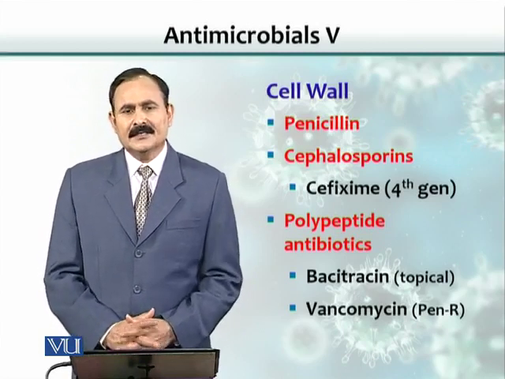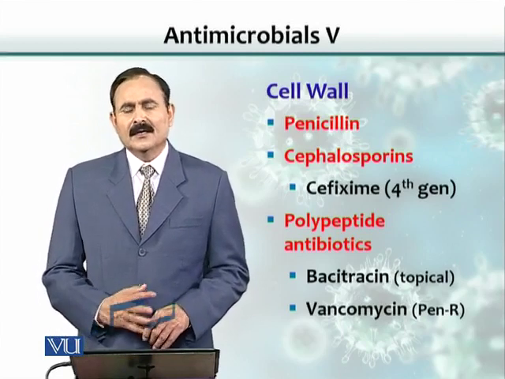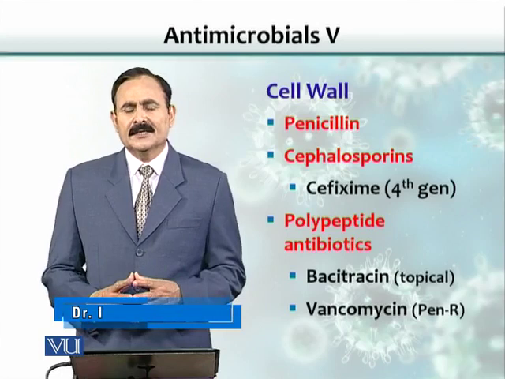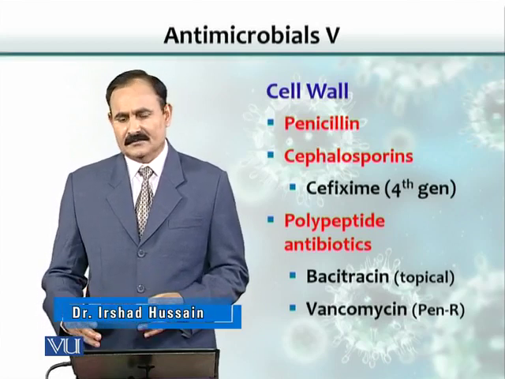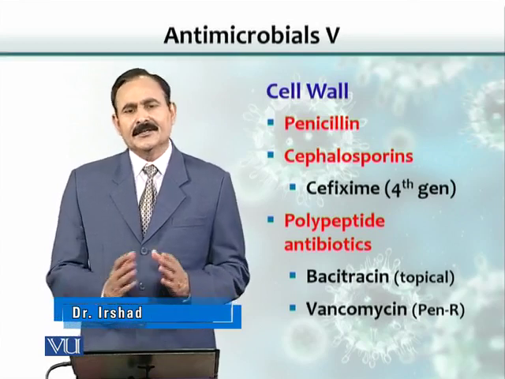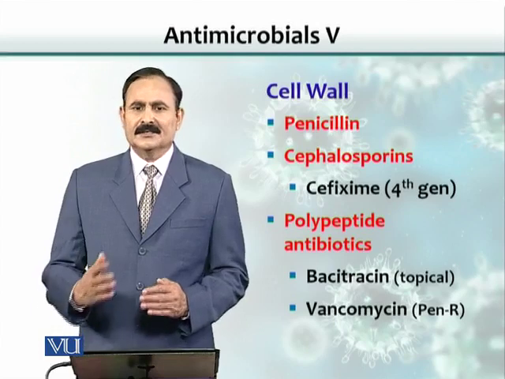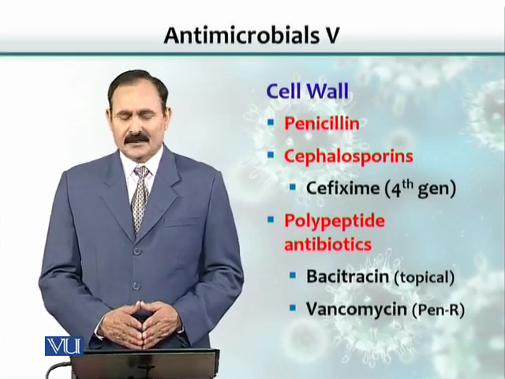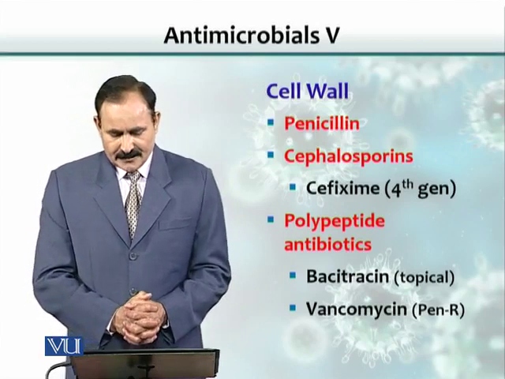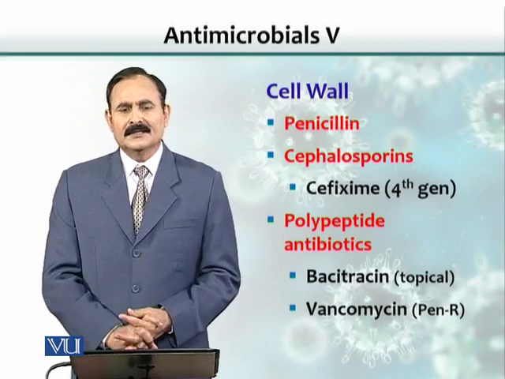What happens is basically when you use the same antibacterial continuously over time, microorganisms develop resistance. And then the pharmacists or scientists come up with another generation of antibiotics. And that is how we end up with second generation, third generation, and fourth generation. So cefoxiam is the fourth generation of antibiotics. Then bacitracin is used topically. It also inhibits the cell wall.